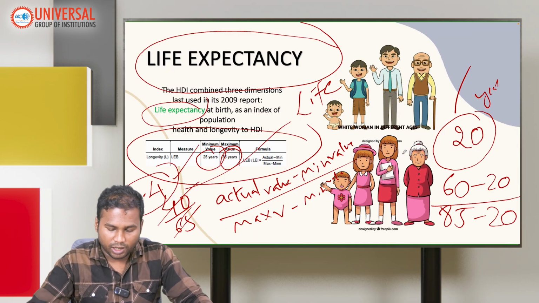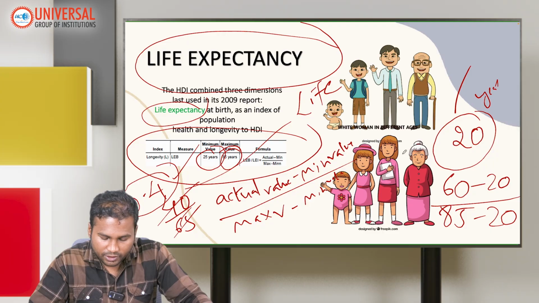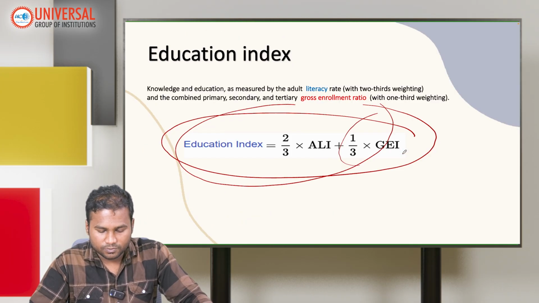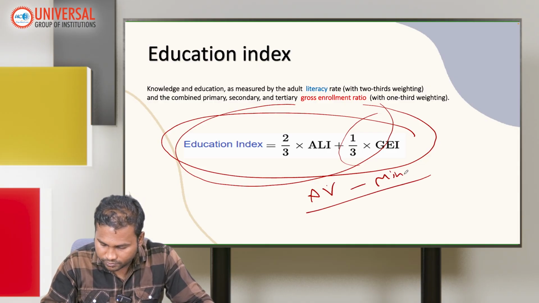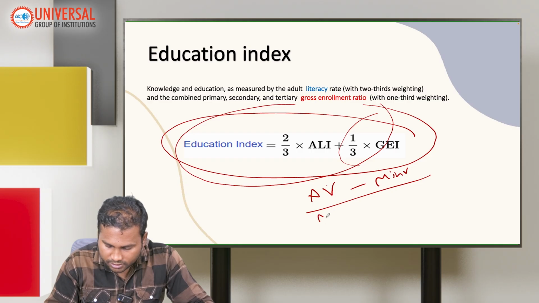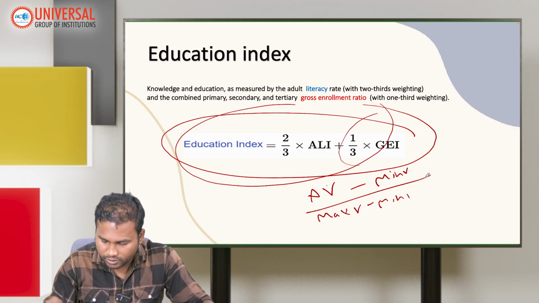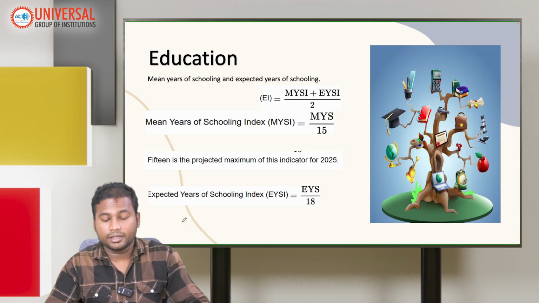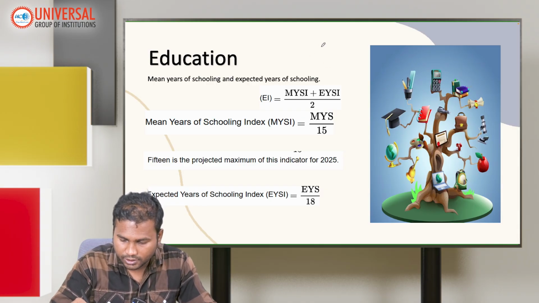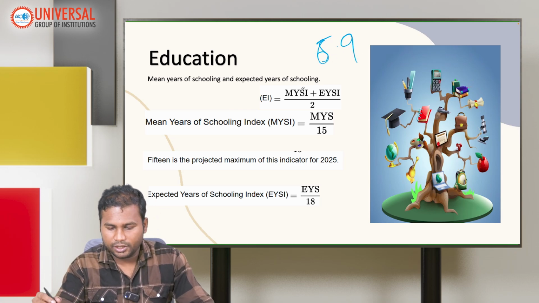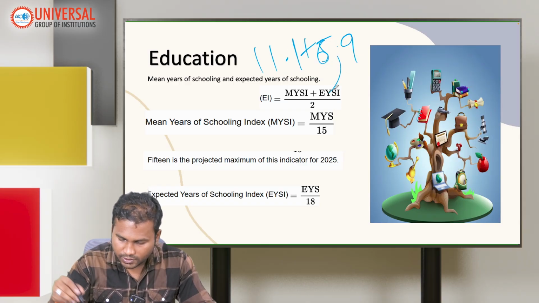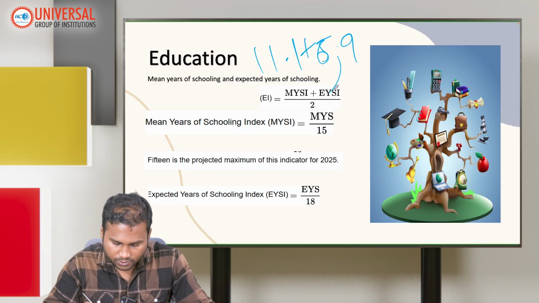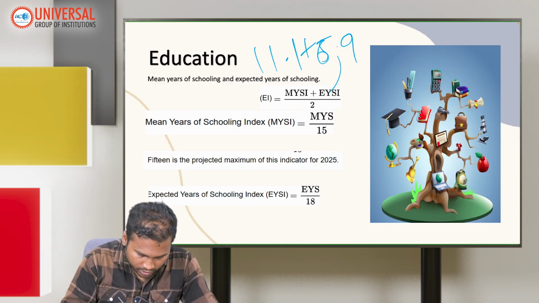See, we have used actual value minus minimum value, over maximum value minus minimum value. We'll use the same thing here. Let's say the expected years of schooling is 6.9 and mean years of schooling is 11.1. I'll just round it off.